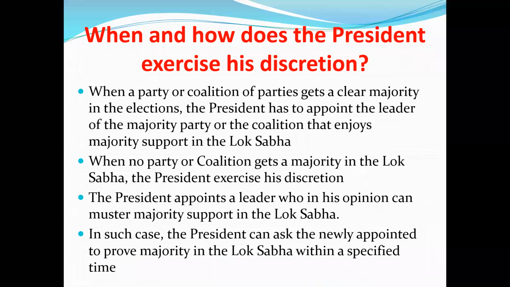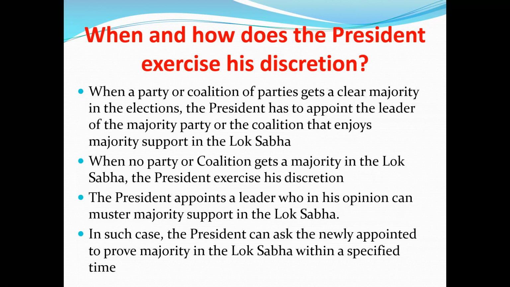And when and how does the president exercise his discretion? When a party or a coalition of parties gets a clear majority in the election, the president has to appoint the leader of the majority party or the coalition that enjoys majority support in the Lok Sabha. हम सभी को पता है प्रेसिडेंट प्राइम मिनिस्टर को अपॉइंट करता है, वो कैसे किया जाएगा? जिसकी पार्टी को मेजोरिटी मिलेगा और कोलिशन गवर्नमेंट जो सहयोग से बनती है, the president appoints the prime minister who enjoys the support of the Lok Sabha.